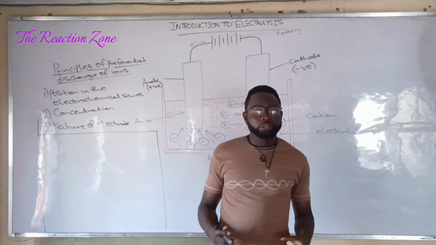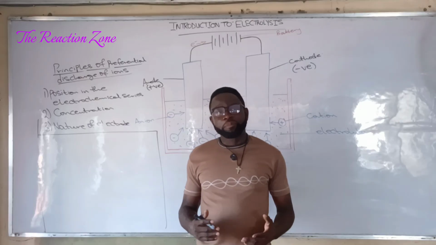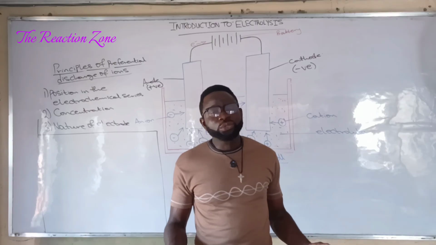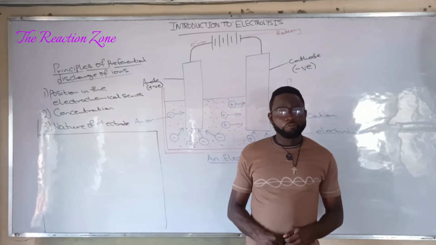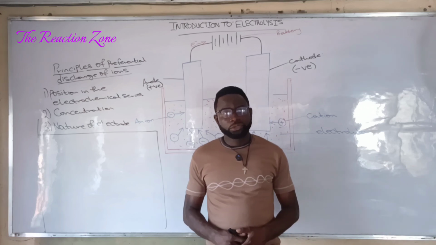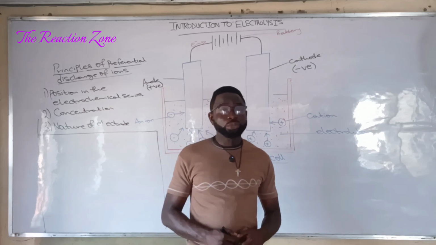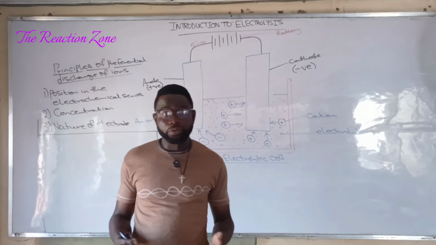Electrolysis is the decomposition of an electrolyte by the passage of electric current through it. It can also be defined as the use of electrical energy to drive chemical reactions, or the use of electricity to bring about redox reactions.